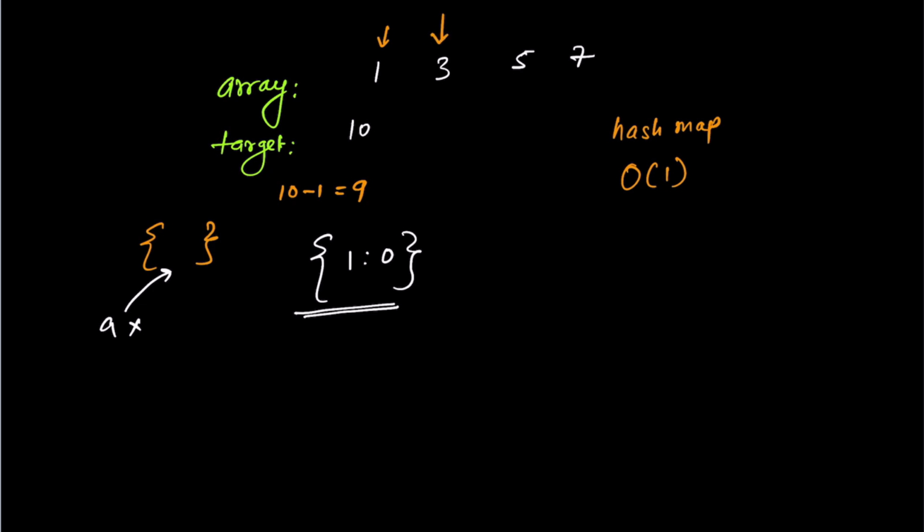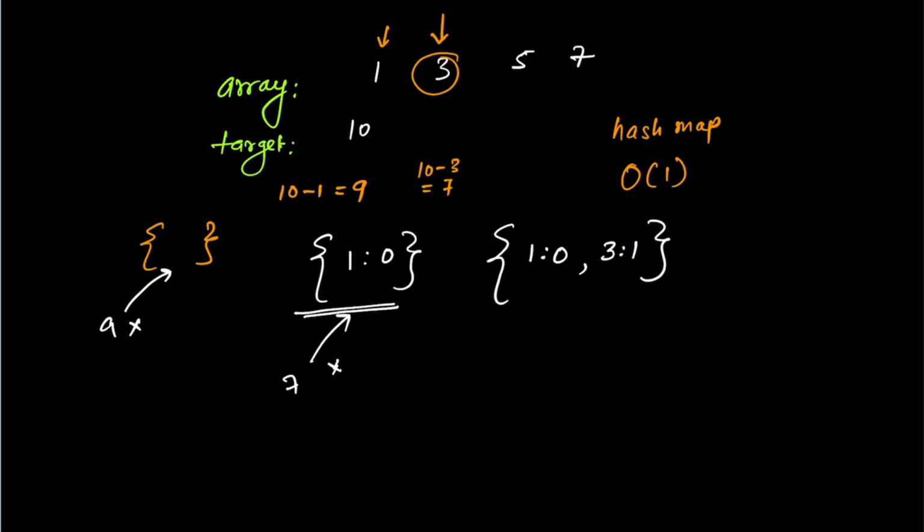Now we reach the number 3. The complement of this number is 10 minus 3, which equals 7. Now let's see whether 7 is present in the hash map or not. 7 is not present, so we need to move further. But before that, we add 3 to the hash map with its index. So our hash map is now 1 with index 0, and 3 with its position, which is 1.